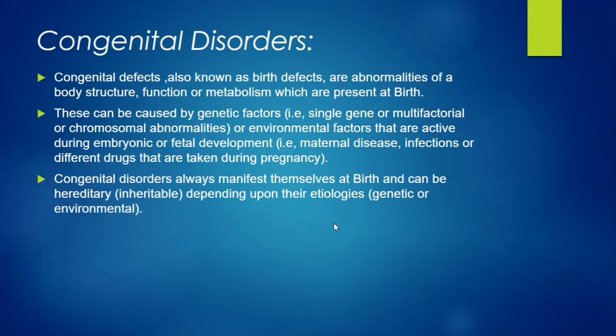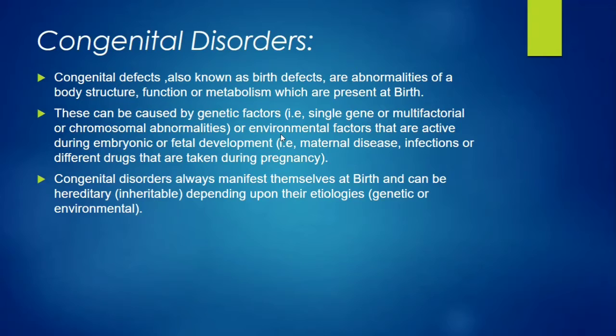So what are congenital disorders? Congenital defects, also known as the birth defects, are anomalies of the body structure, function or metabolism which are present at birth. I will put special emphasis that these are the disorders which are present at birth. For the congenital disorder, they need to be present and manifest themselves at birth. These can be caused by two types of anomalies. Number one, these are caused by genetic factors, which can be single gene, multifactorial or chromosomal abnormalities, or they can also be caused due to the environmental factors, which are active during the embryonic or fetal development.